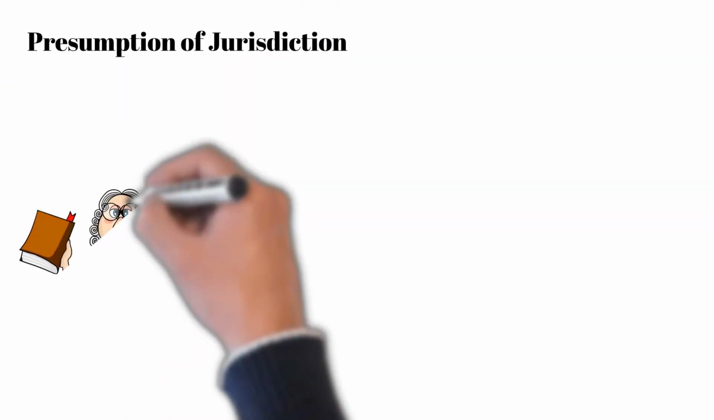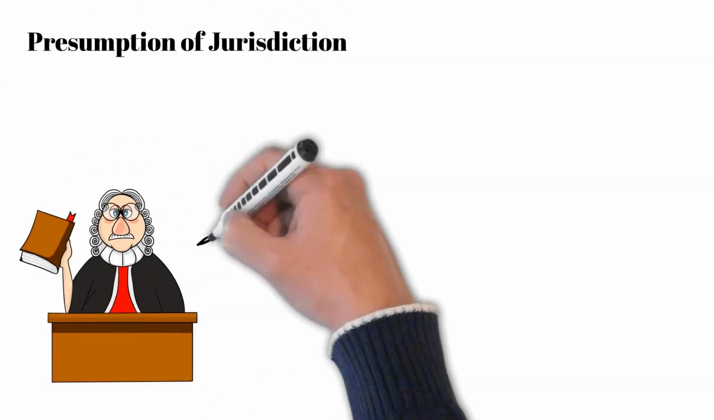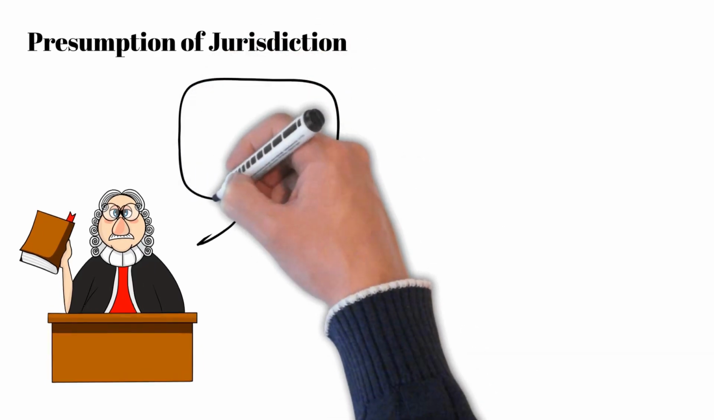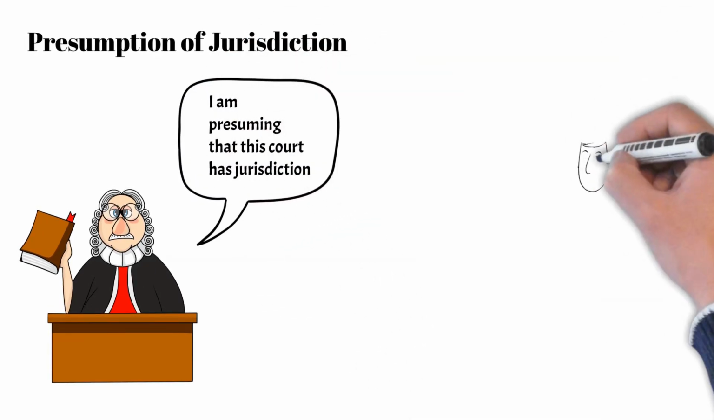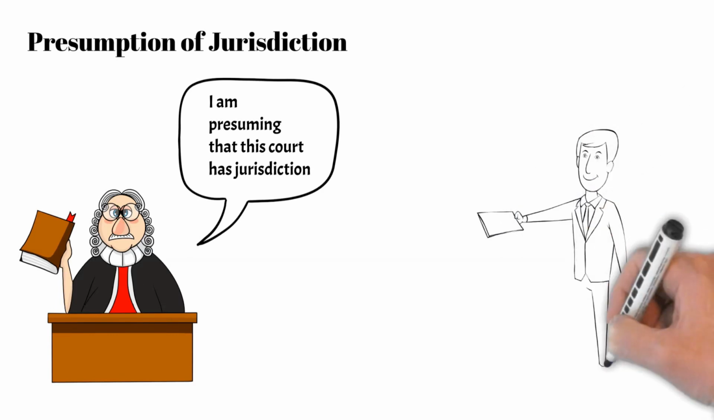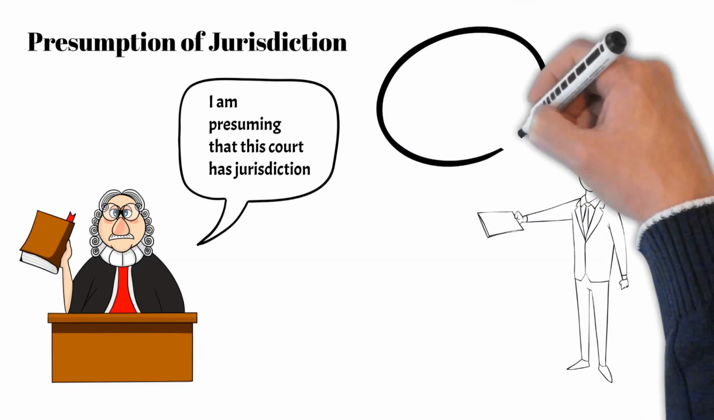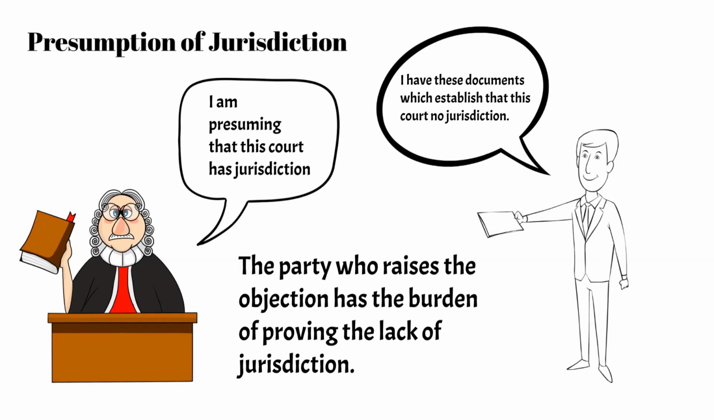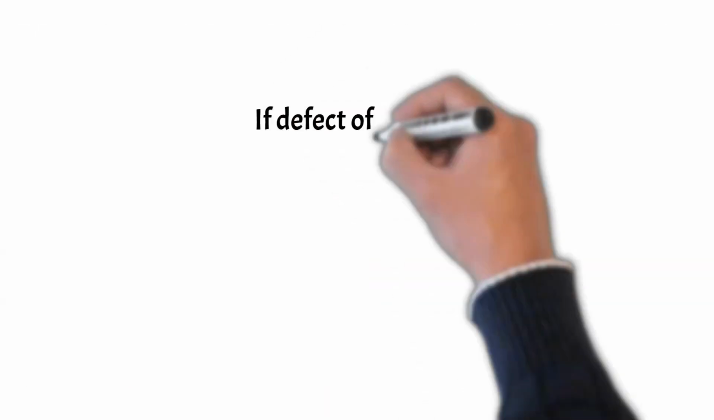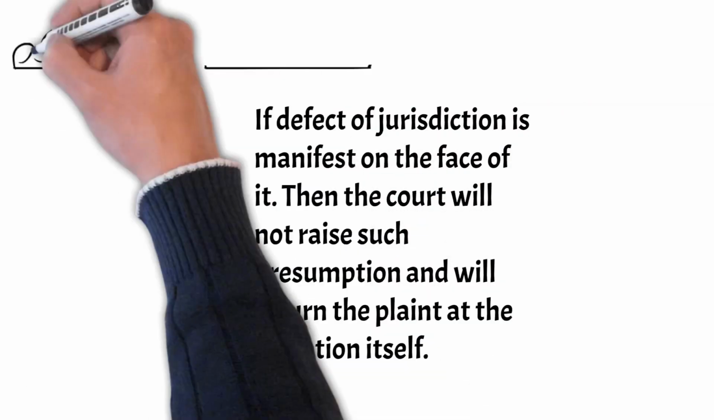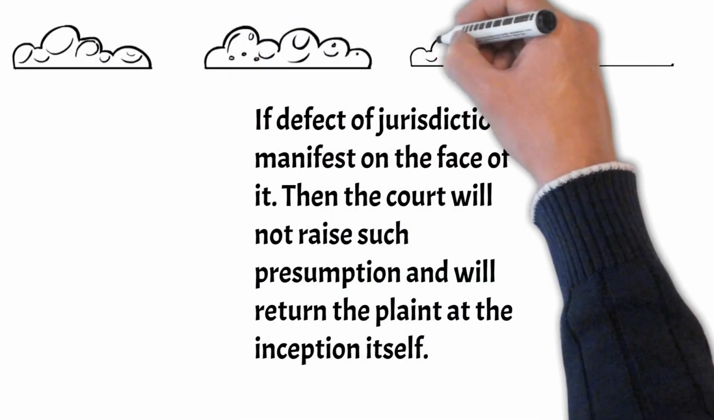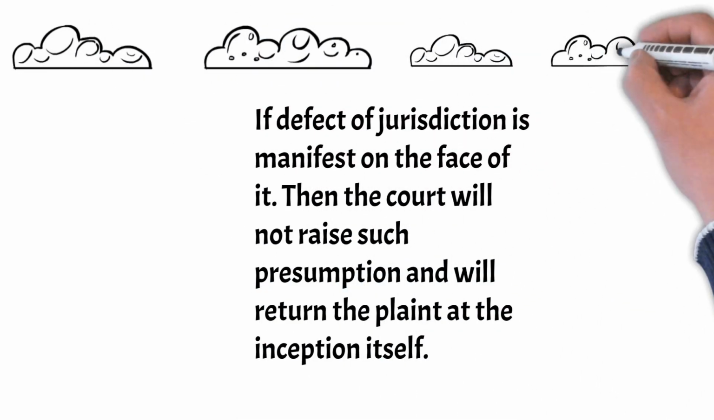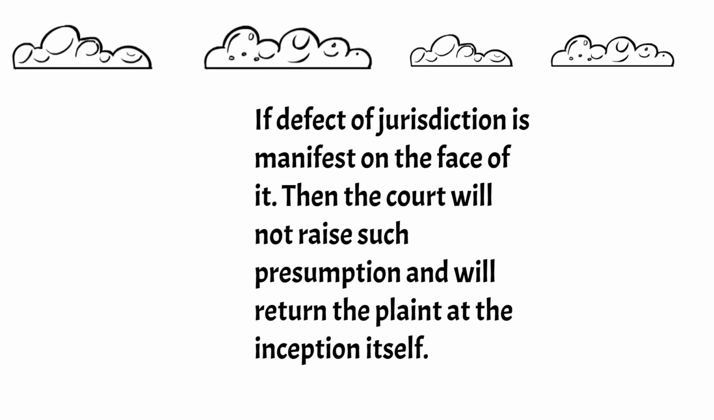This brings us to the concept of presumption of jurisdiction. Whenever a case is initiated before any court, the court presumes that it has jurisdiction, and the burden of proof lies upon the party objecting to such jurisdiction. So the party who is objecting will have to establish that the court lacks jurisdiction. However, if the defect of jurisdiction is manifest on the face of it, then the court will not raise such a presumption, and the court will return the plaint at the inception itself.